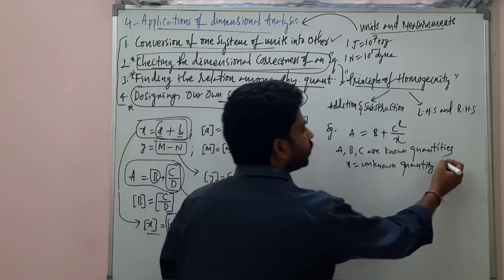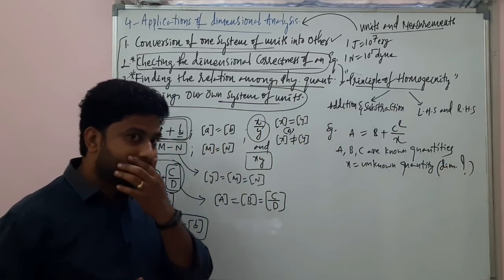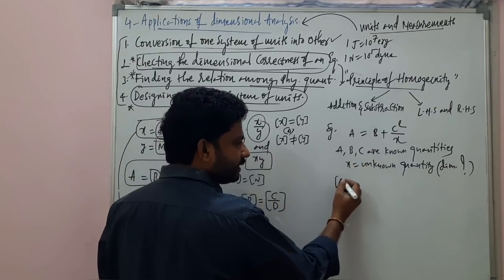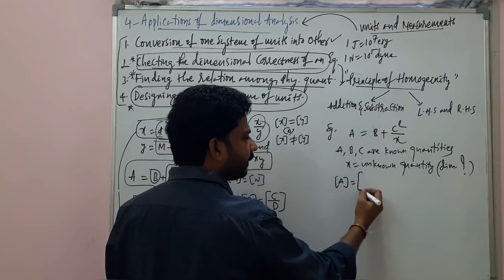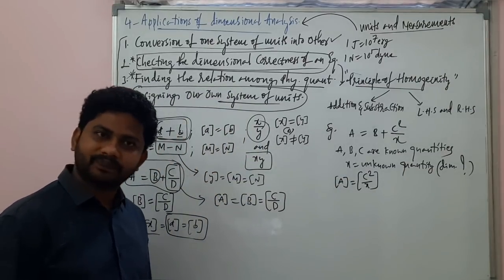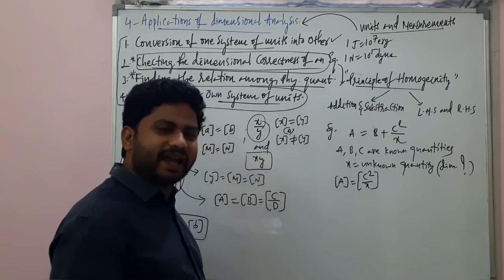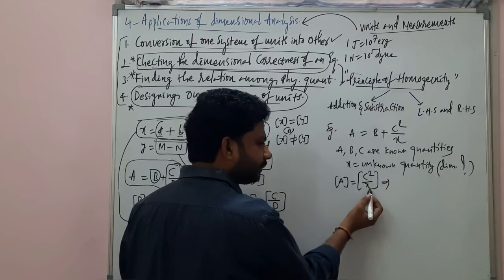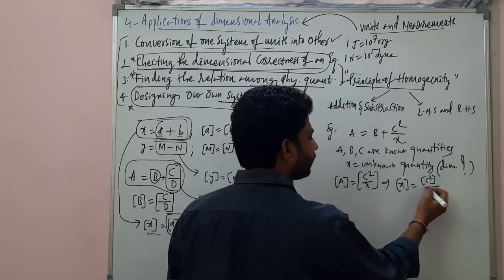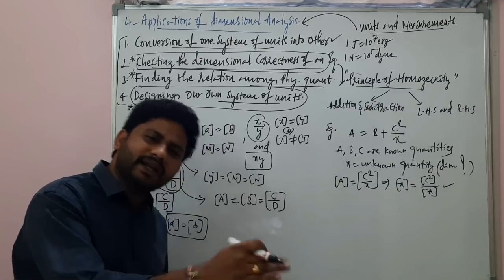How to find this unknown quantity's dimensions? That's the question. The dimensions of A can be equal to the dimensions of C square by X. Can I write like this? If you know the dimensions of A and the dimensions of C, you can find X's dimensions. How? Just cross multiply: X dimensions into A dimensions equals dimensions of C square, so you will get the dimensions of X as dimensions of C square by dimensions of A. It is just like normal multiplication and division.